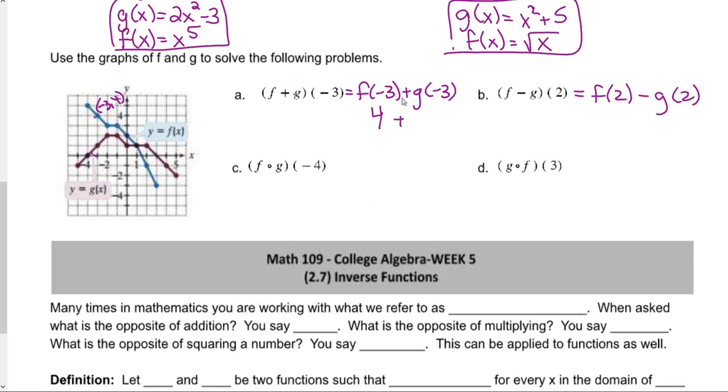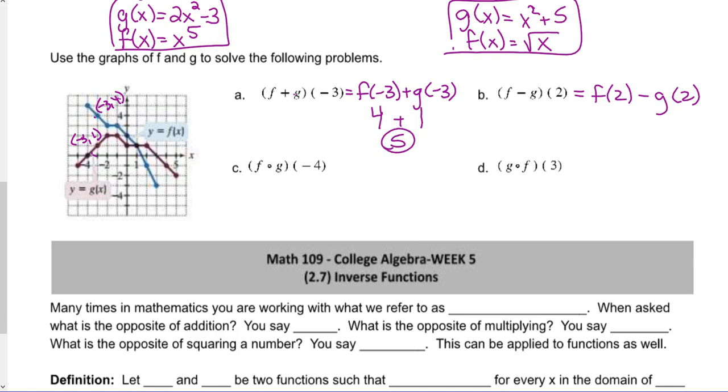Now I'm looking for g of negative 3. So I'm going to negative 3, and now I need to go to the g function, which is the red function here. This is the point negative 3, 1. What is the y value on the g function at x equaling negative 3? It is 1. Therefore, simply adding 4 plus 1 gives me a 5. F plus g of negative 3 is going to be 5.